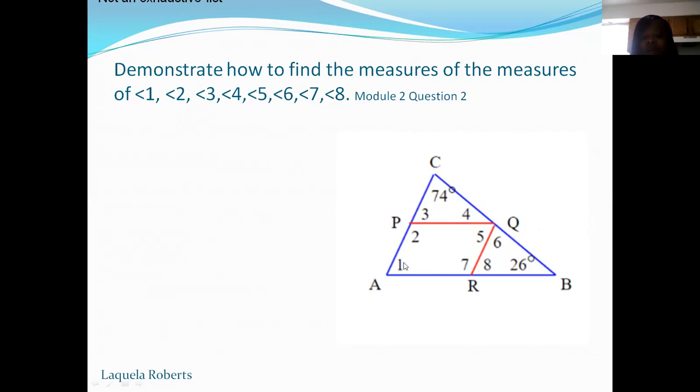So how will we solve this? As we know, angle 1 right here is the only angle that you can find with the information given. So we would do 180 minus 74 plus 26, and it's going to give us 80 degrees. That's how we find that. The other ones will be 5 and 1, and they're congruent, so they'll both be 80 degrees. 2 and 7 are congruent and supplementary to 1, so they both will be 100 degrees. 7 and 8 are supplementary, so 8 is 80 degrees.